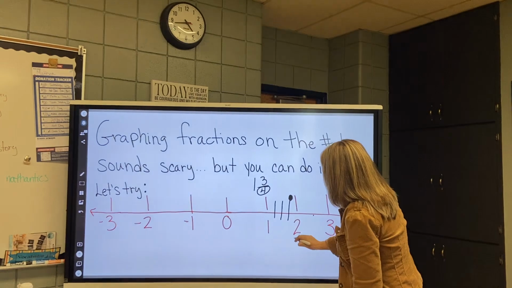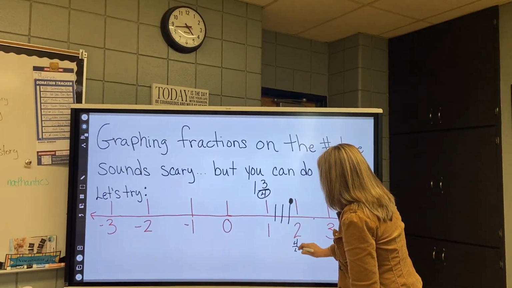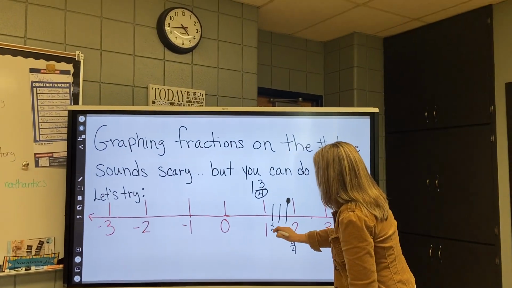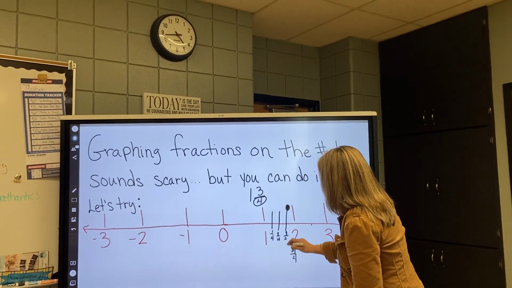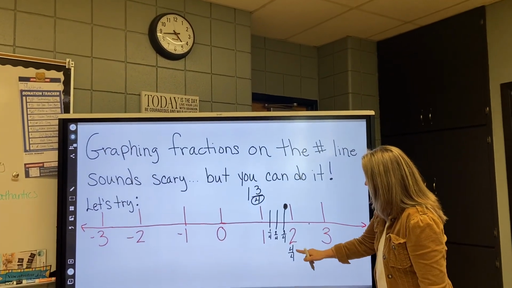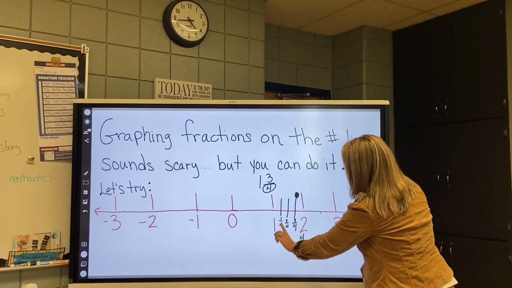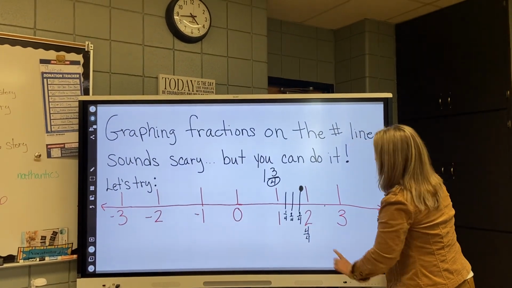When I get to 2, that would be 4/4, wouldn't it? 1/4, 2/4, 3/4. That would be 4/4. That's the same as 1. 1 plus 1 more is 2. Do you see that?